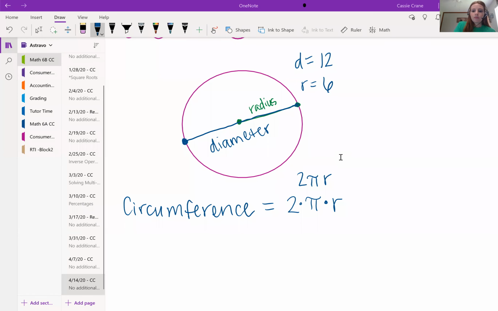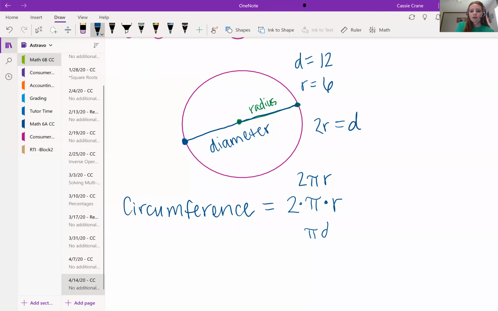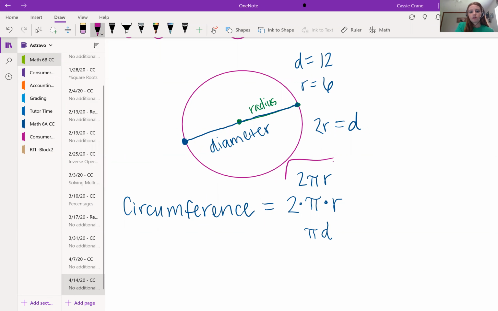Okay, so if you notice, it's 2 times pi times r, and we have a property that says we could switch the order in multiplication. So we could say 2 times r times pi, and 2 times r is the same thing as what? Yes, the diameter. If we multiply the radius by 2, that's the same thing as the diameter. So this formula is also the same as pi times the diameter, because 2r is the diameter. But technically, the circumference formula is going to look like this when you see it. But either one of those will work.